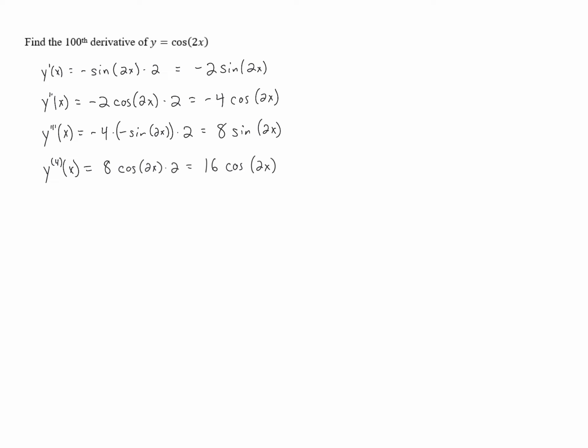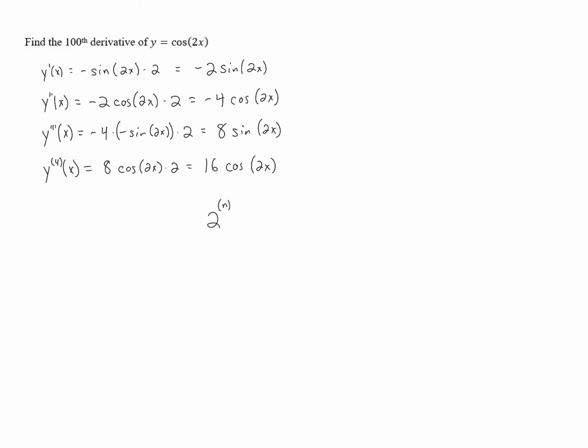Now you can see there are some positives and negatives in front of these, but we also notice that we've got patterns. We've got powers of 2. We've got 2 to the first, 2 to the second, 2 to the third, and 2 to the fourth. It looks like we're going to have 2 to the nth power if n is the derivative that we're taking. And then it's either going to be sine or cosine, and it's either going to be positive or negative.